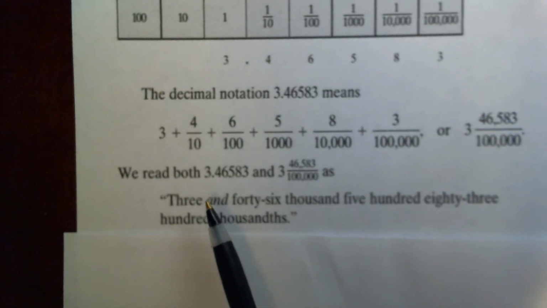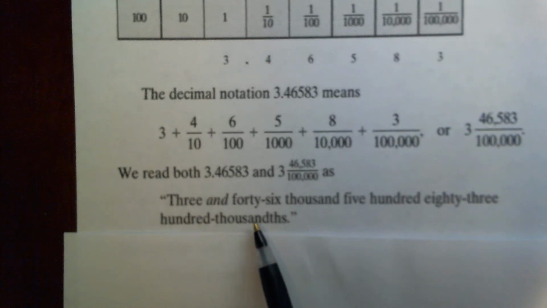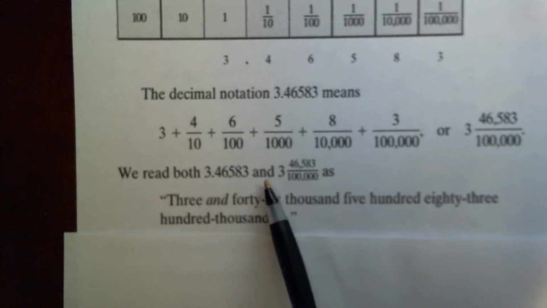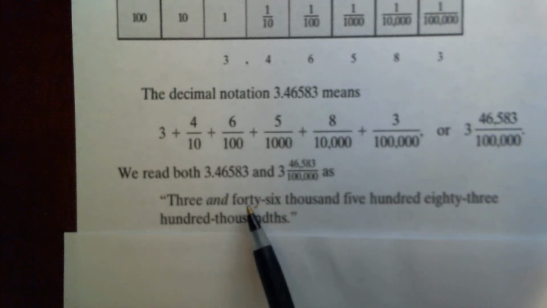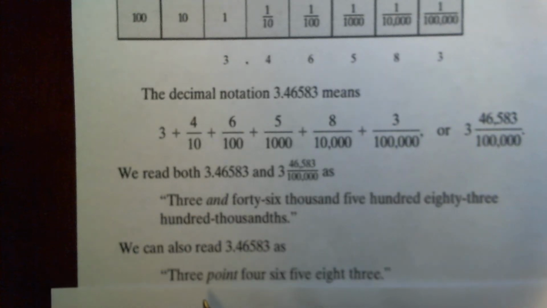We read both the decimal notation and the fractional notation as 3 and 46,583 hundred-thousandths. Whether we write it this way with a decimal point or in the fractional notation, we read it this way. We can also read this decimal notation as 3.46583. Everybody knows what that means. We simply read the numbers as they appear after the decimal point. Again, the point is the decimal point. I'm pretty sure you've seen all of this before.